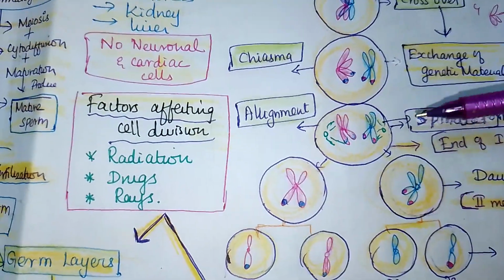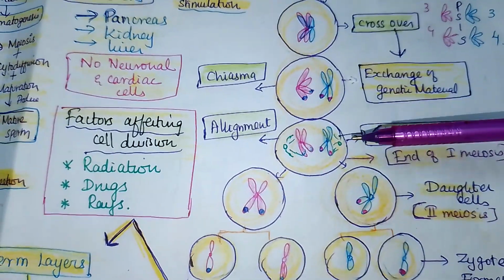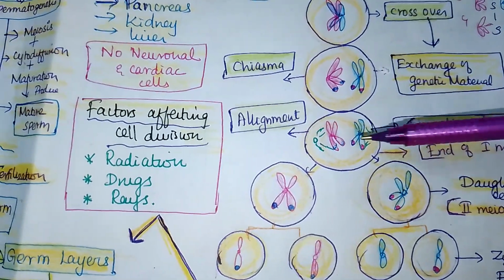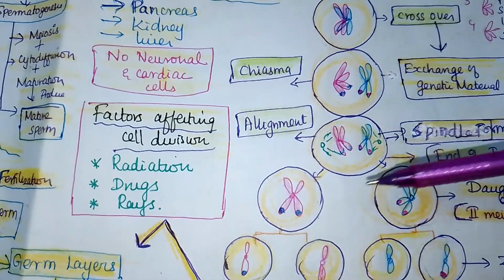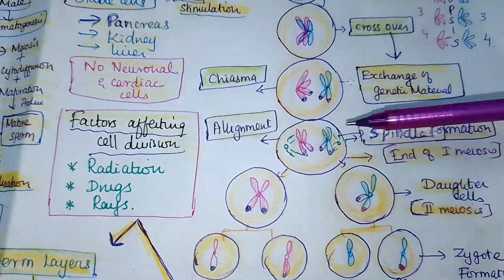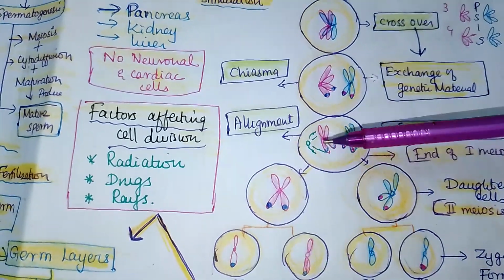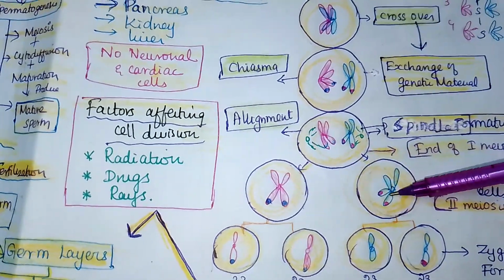So how does this alignment happen? The spindle will be forming. The spindle helps the chromosomes to be aligned. Once they are in alignment, it will be helpful to divide. So this is the end process of the meiotic division. If you see, it's forming the two daughter cells.